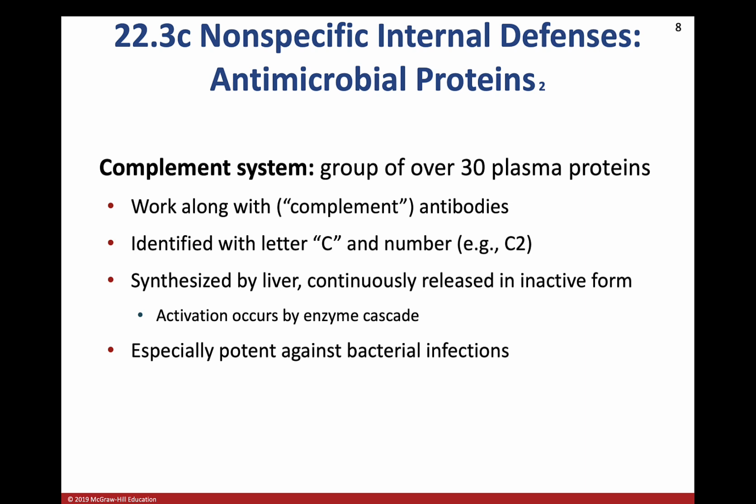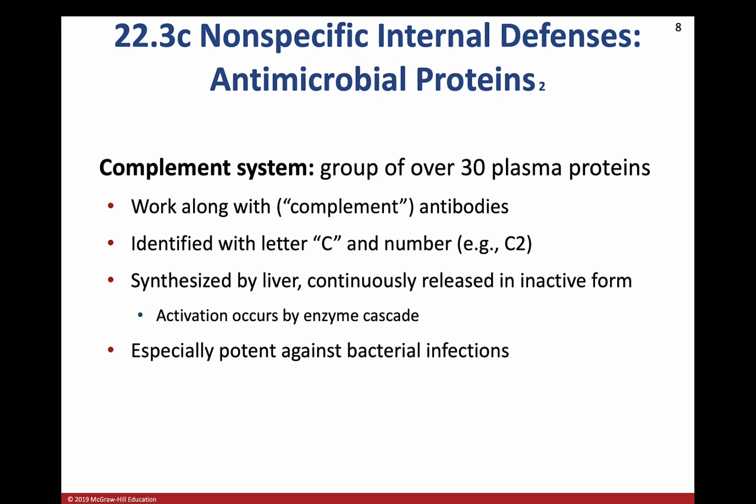We also have a group of proteins known as complement. This consists of over 30 plasma proteins, and keep in mind the word complement, to work with. So complement systems are these plasma proteins that will work in conjunction with antibodies. They are identified by the letter C and a number. These are proteins that are continuously synthesized by the liver. They are released in a form that is not active, and activation will occur through an enzymatic cascade.